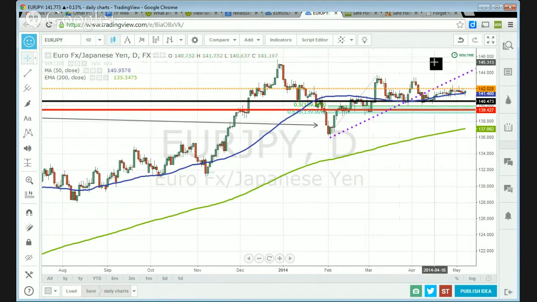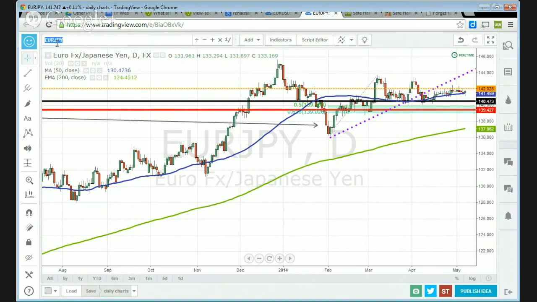Euro yen though, so far so good. Same situation. I just need to close at or above this orange line here, then I can move my stop to break even. Yeah, that's sort of it. Nothing really new here. Just a matter of waiting.